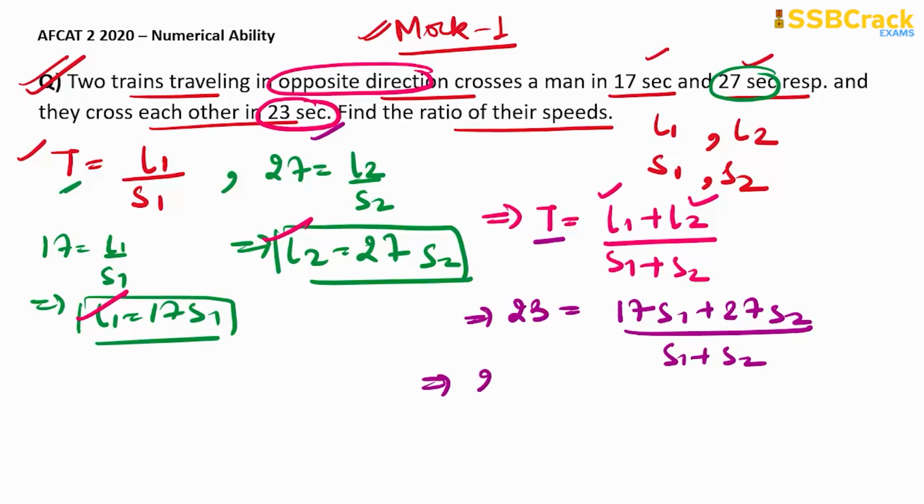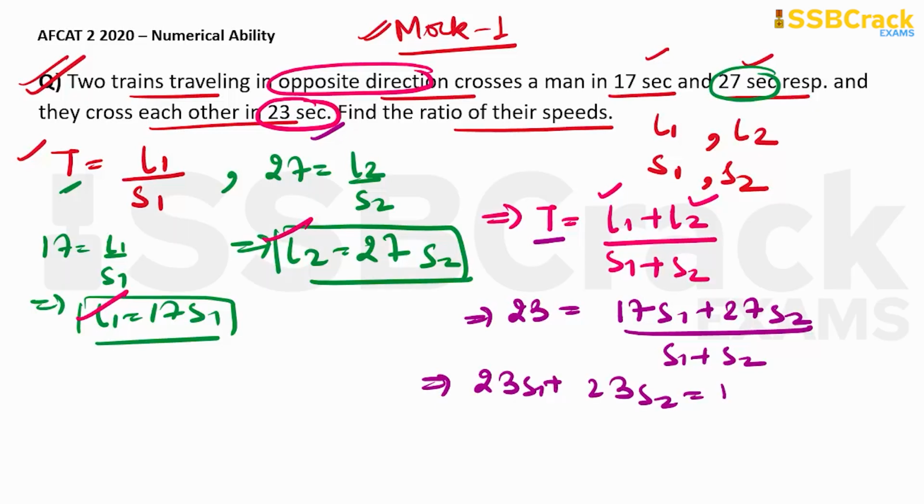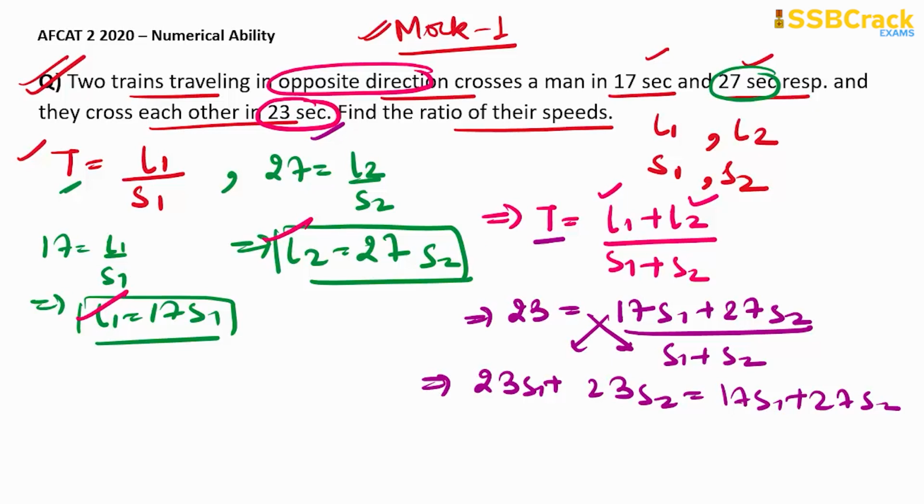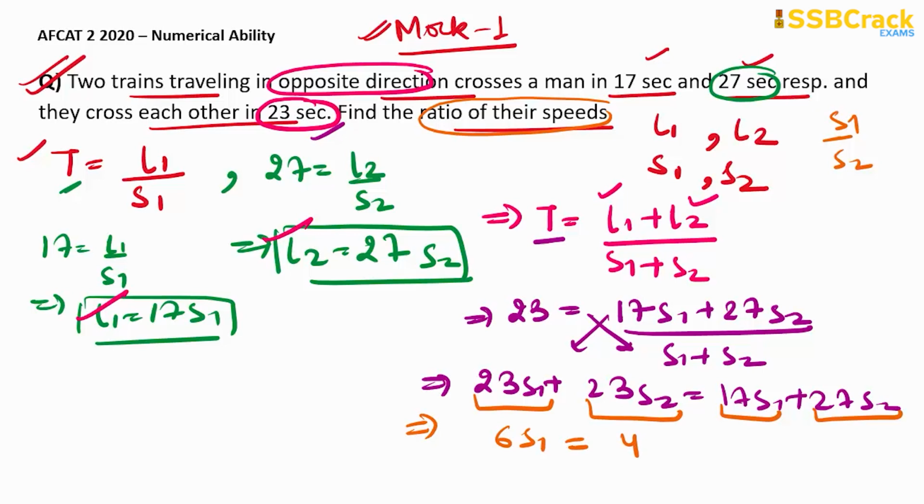So it will be 23 S1 plus 23 S2 is equal to 17 S1 plus 27 S2 by cross multiplying. Now we can easily simplify this, as we have to find the ratio of their speeds, that is, we have to find S1 by S2 here. So on the left side, S1 will be 23 S1 minus 17 S1, so it will be 6 S1. Similarly, on the right hand side it will be 27 S2 minus 23 S2, that will be 4 S2.